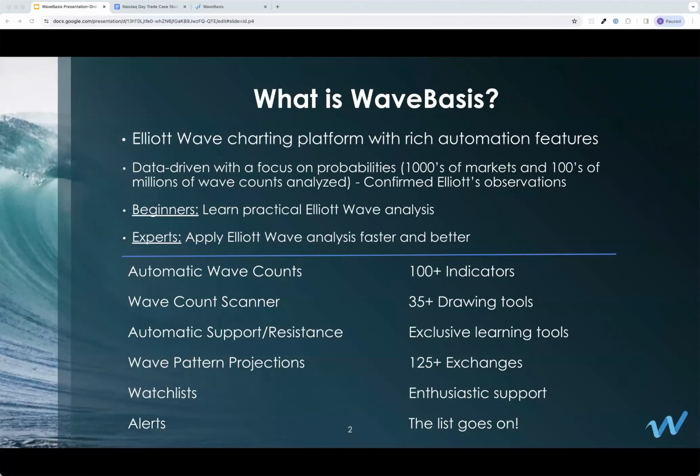Who should use WaveBasis? Basically anybody who has an interest in Elliott Wave analysis, trading. Beginners can learn practical Elliott Wave analysis by using the tools and going through the documentation and other help material on our website and blog. And experts can use WaveBasis to apply Elliott Wave analysis faster, better, and more precisely. I've just listed here some of the features that you can find on the platform. We also offer a 14-day free trial, and I'll talk more about this later. So you're always welcome to see the features for yourself.